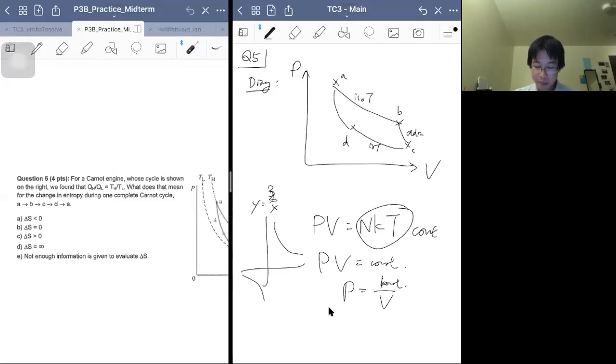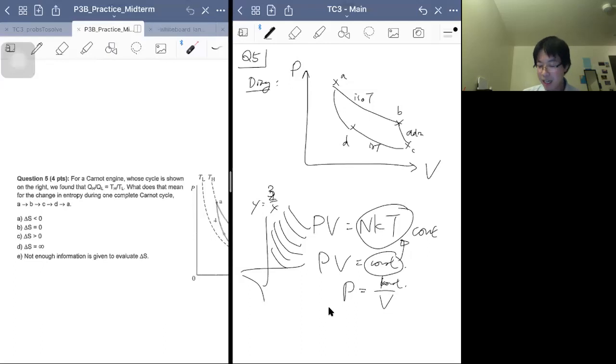The larger this number is, you basically just push this curve higher. The lower that number is, you push it lower. And that's why this constant depends on T. So at a higher temperature, you have a higher inverse curve. These are called inverse functions. At a lower temperature, you have a lower inverse curve.